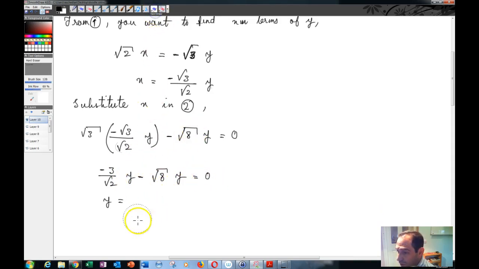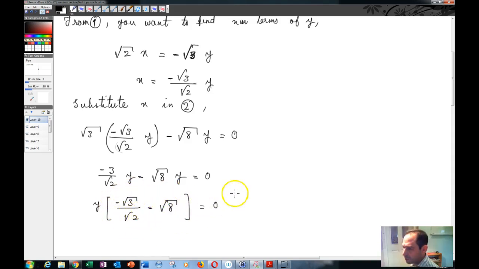So now if I take a y out, and write it as negative square root of 3 over square root of 2 minus square root of 8 is equal to 0. So this cannot be equal to 0. This is some number. So that means that y is equal to 0. If I'm not wrong or anything. Number 5. Yeah, y is equal to 0.